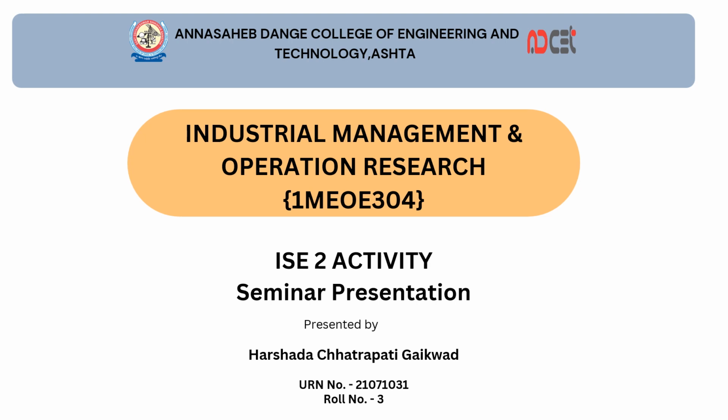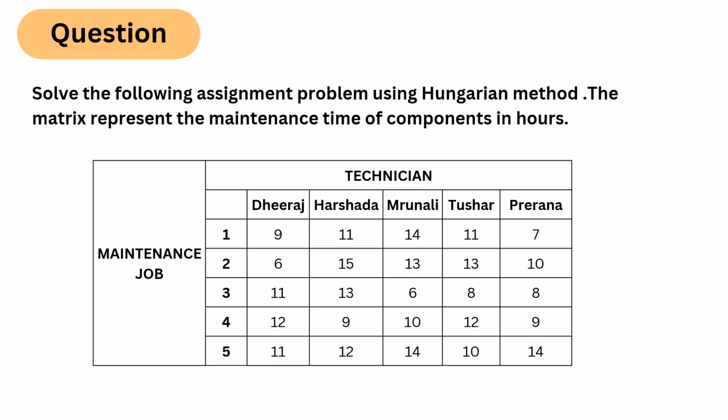I am giving the seminar presentation for the subject Industrial Management and Operation Research for the topic Hungarian method. The question is: solve the following assignment problem using Hungarian method. The matrix represents the maintenance time of the components in hours. The respective technicians are allotted with the respective hours for their maintenance job.